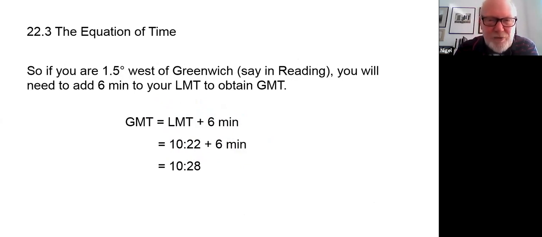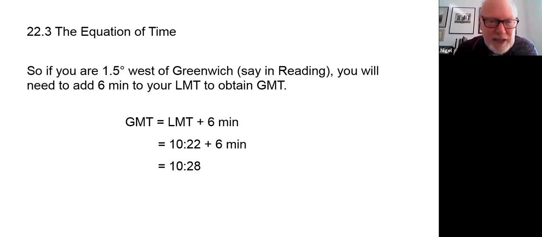So you're west of Greenwich in Reading. You need to add 6 minutes. So in 1.5 degrees, that corresponds to the Earth rotating. Okay, in 6 minutes, you add the 6 minutes to your local mean time to obtain Greenwich Mean Time. And that is civil time. And that is the time on your watch, on your clock, or the town hall in Reading, Bolton, or anywhere in the local time zone.